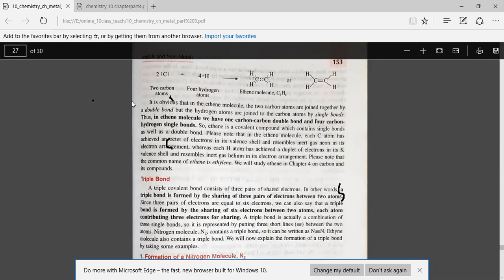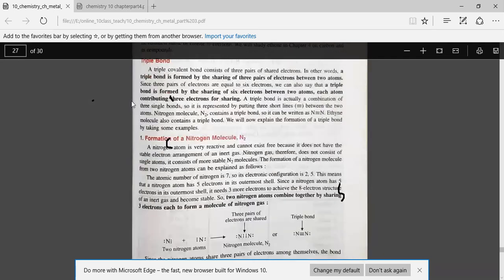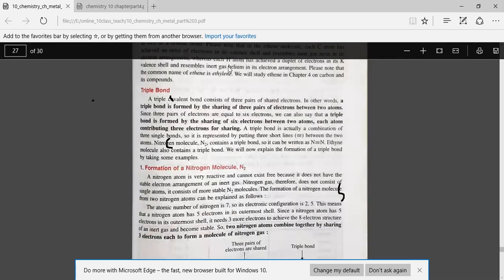Okay, so the example is the formation of the nitrogen molecule. Nitrogen has atomic number 7, so the total number of electrons is 7 and the valence electrons are 5. Its electronic configuration is 2, 5. So it requires 3 more electrons to complete the octet.